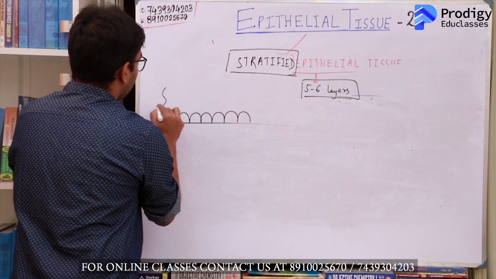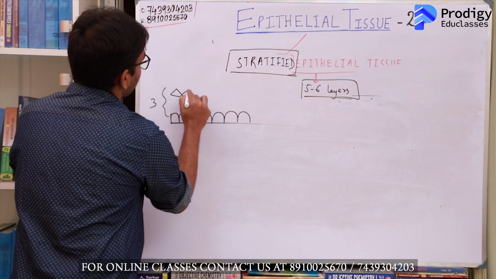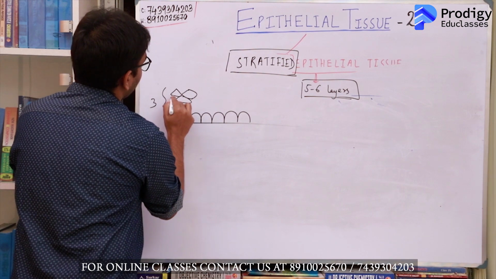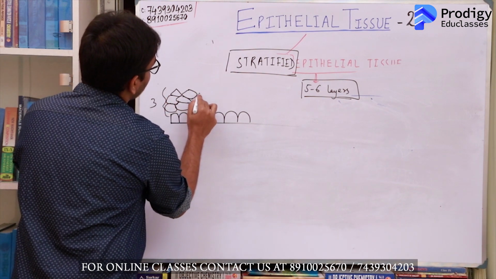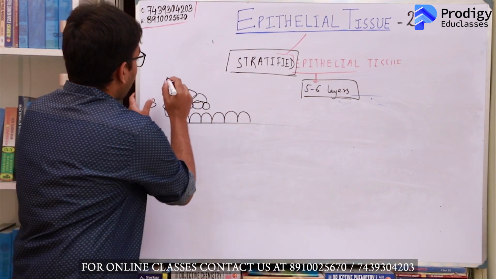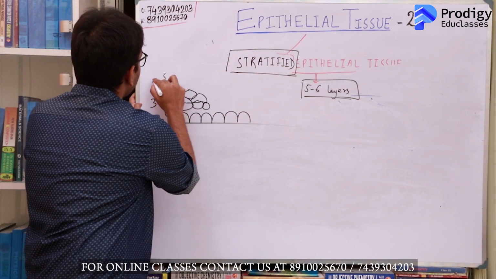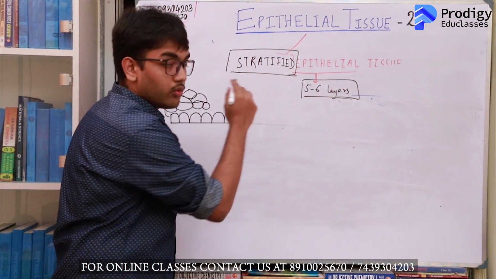In the middle 3 layers, you will have something which we call polyhedral cells. So basically you will have irregular cells present in the middle 3 layers. And in the apical 2 layers, you will gradually find the type of cells on which you will name it.